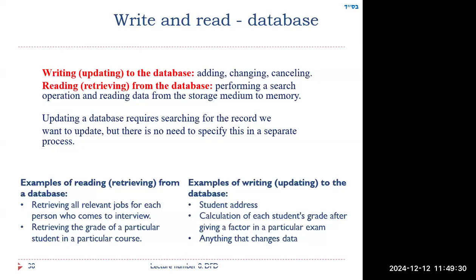Examples of retrieving from a database: retrieve all relevant jobs for each person who came to the interview; retrieving the grade of a particular student in a particular course. Examples of writing: write the address; calculate each student's grade after giving a factor in a particular exam. In other words, change all the grades not by a factor, which is usually a multiplication, but by an addition of 5, a bonus of 5.